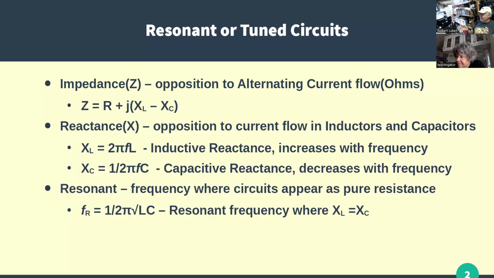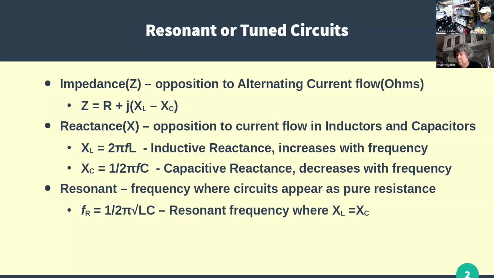But it turns out if we put them together, we can find a point where the opposition, or what we call the reactance when we talk about the specific ones, is equal and opposite, and it cancels out. And that's a point we call resonance, where it looks like a pure resistance at that point. You don't have any of the impedance effects, and we'll talk more about that.